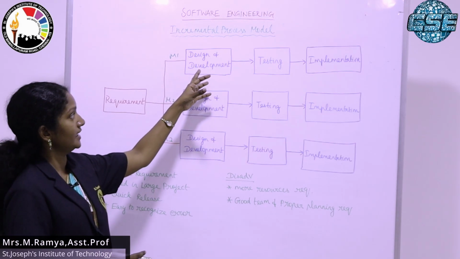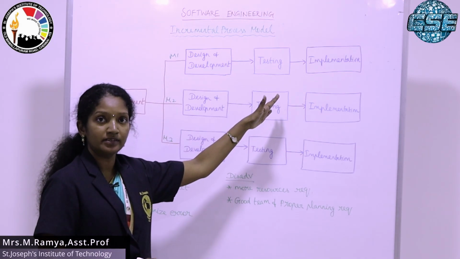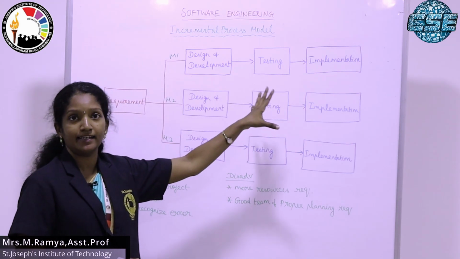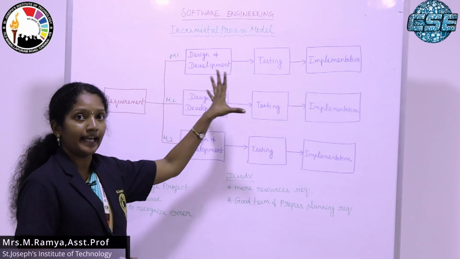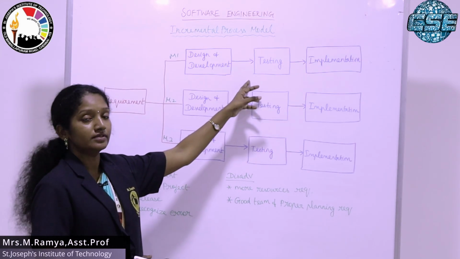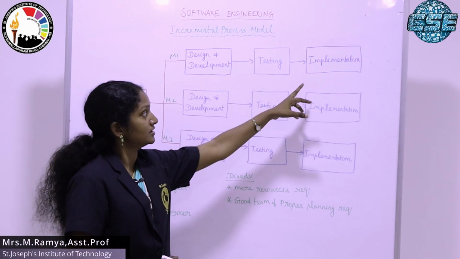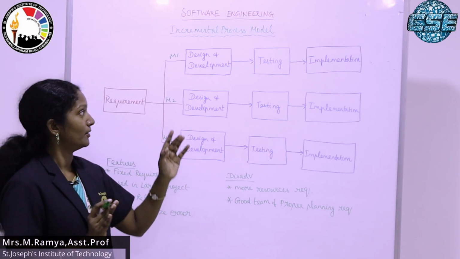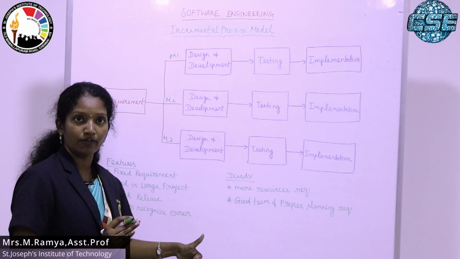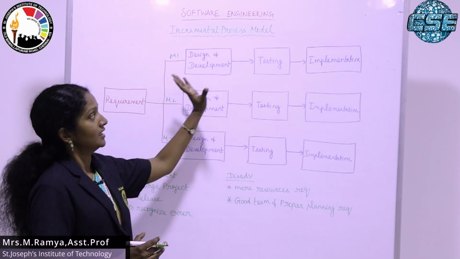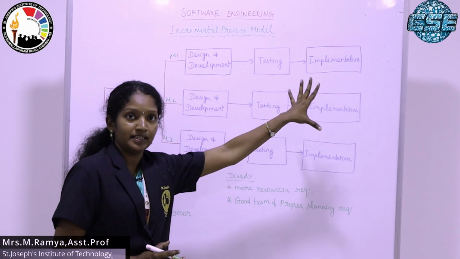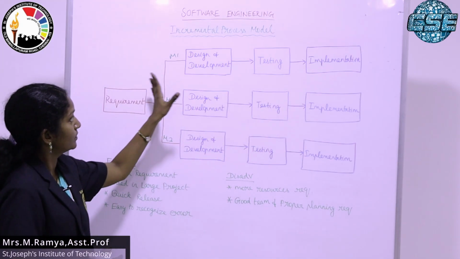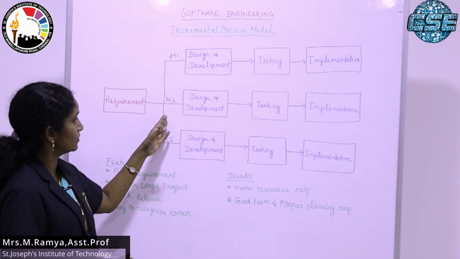After doing the design and development, we are moving on to the testing phase. Again we are checking whether module 1 is working correctly or not, whether module 1 is executed properly or not. So that is tested, and the next one is the implementation. The complete product of module 1, not the entire software, only module 1, is created. That is what we are calling the implementation. So module 1 is over, the next one is module 2.